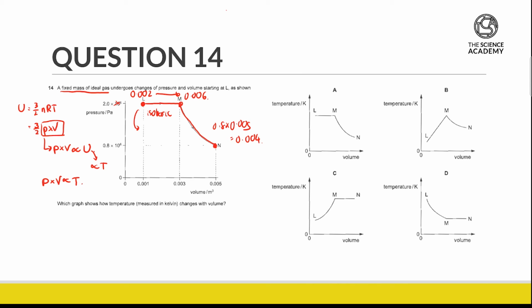So immediately we have A and D, which are ruled out because the temperature must rise. On the other hand, in our next part, we can see that from 0.006 to 0.004, the temperature is falling. So the best answer for this is going to be B.